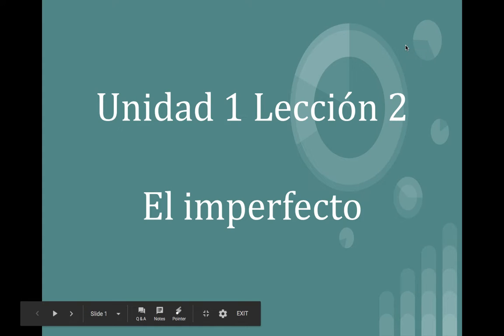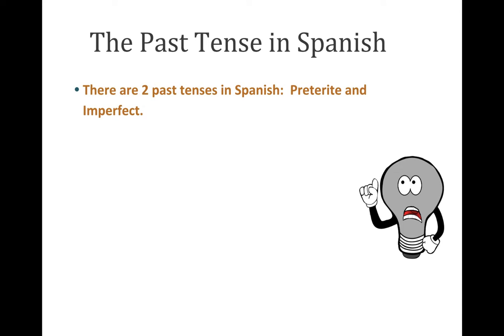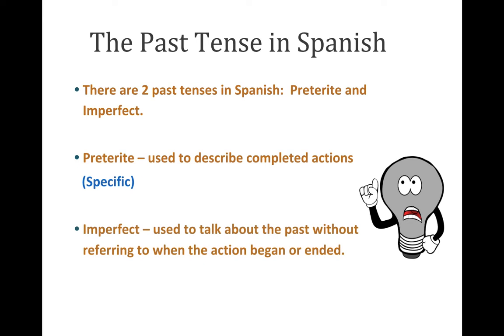The topic for today's flipped video is the imperfect tense. Remember that there are two past tenses in Spanish, the preterite and the imperfect. The preterite is the past tense that's used to describe completed actions. When you use the preterite, you're implying that the action is done and over with, and it happened at one specific time in the past.